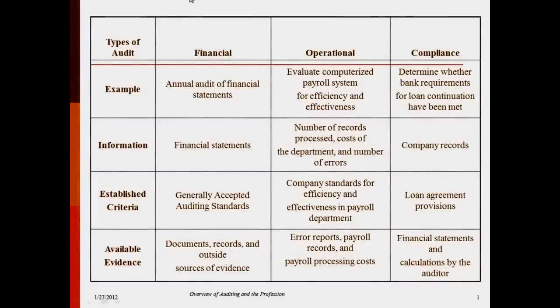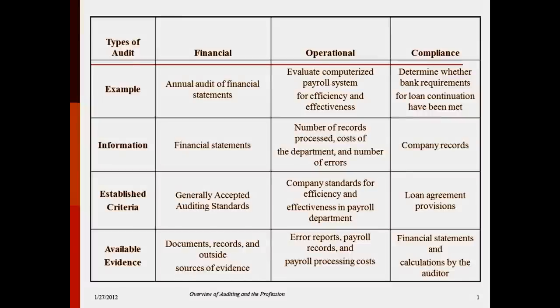For an example, there are various types of audits. As I pointed out, we're going to focus only on financial audits, but there are operational audits as well as compliance audits. So the annual financial statements would be an example of a financial audit. The information that auditors use would obviously be the financial statements, providing assurance about them. The criteria that guide their assurance are the generally accepted auditing standards. And the available evidence they look at would be documents and records, which we're going to talk about over the course of the semester.